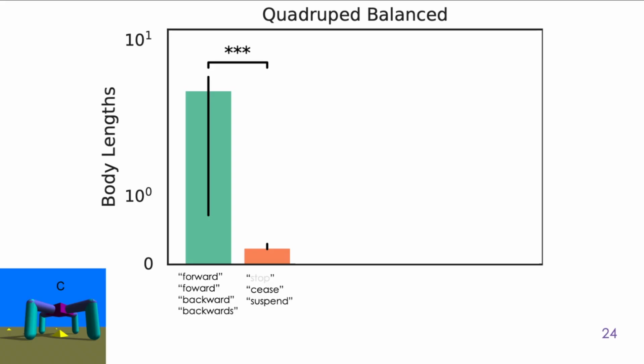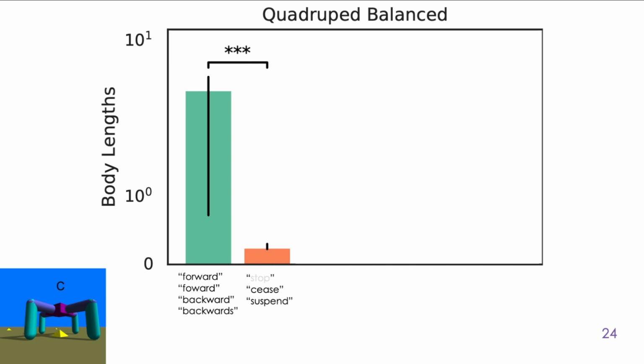So similarly, if you look at the orange bar, there's a statistical difference between the green bar and the orange bar, where this is on a log scale, by the way. So the orange bar, the robot's basically not moving at all. And what we see is the robots are correctly learning how to move when asked to do so and not move when asked to not do so.